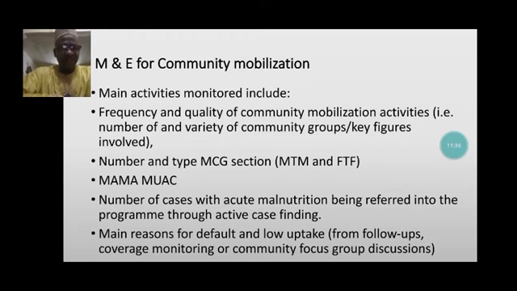Let us look at monitoring and evaluation for community mobilization. Main activity monitors include frequency and quality of community mobilization activity, that is, number and variety of community groups or key figures involved, number and type of sessions, number of MAMA and MUAC, number of cases with acute malnutrition being referred into the program through active case finding. What are we talking about? We are talking about monitoring and evaluation. The main reasons for default and low uptake from follow-up, coverage monitoring, and community focus must also be identified.